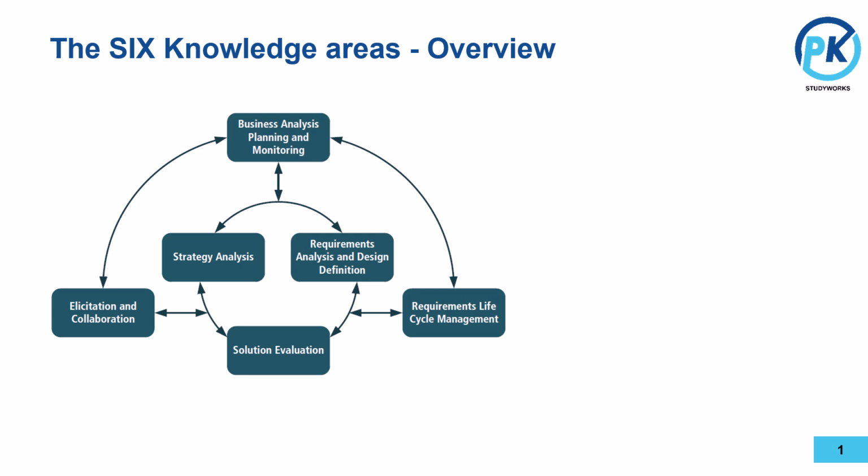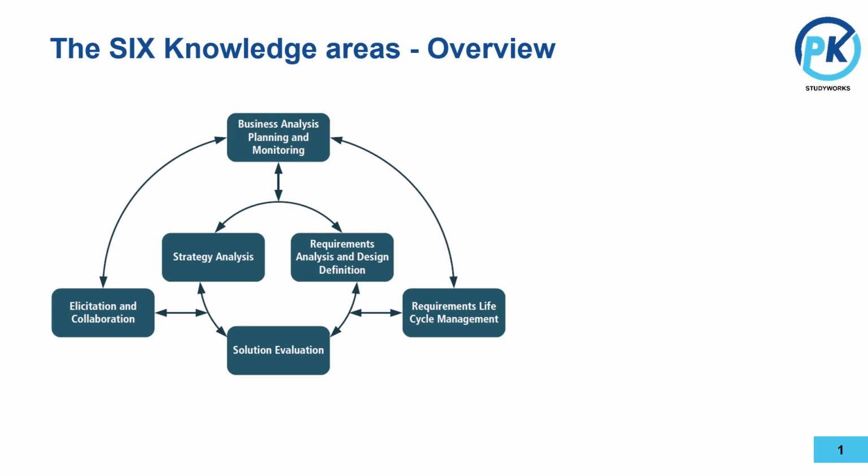Now this is exactly how you see the knowledge areas being introduced to you in the BABOK guide, and there's a reason why, which we're going to talk about. So the inner circle, the one that you see inside: strategy analysis, requirements analysis and design definition, and solution evaluation. These 3 knowledge areas are core, fundamental, predominant knowledge areas for a business analyst. The other 3, the ones at the top: business analysis planning and monitoring, elicitation and collaboration, and requirements lifecycle management. These 3 are supporting or anchoring knowledge areas.